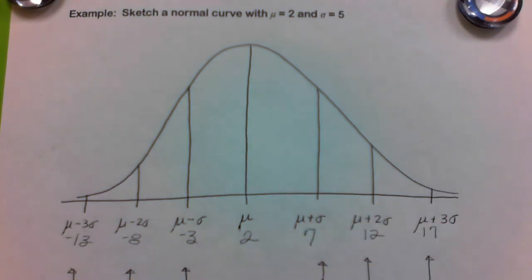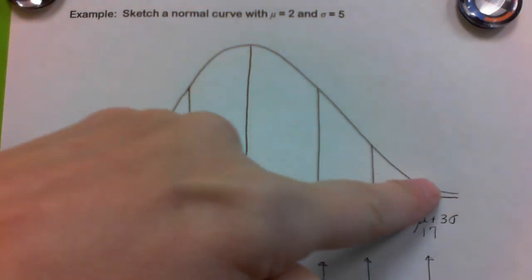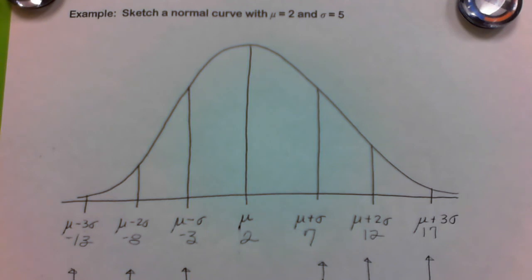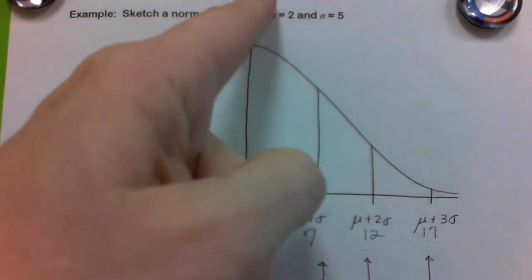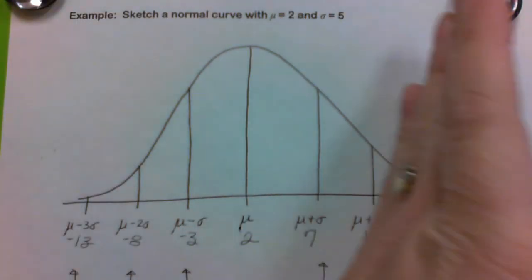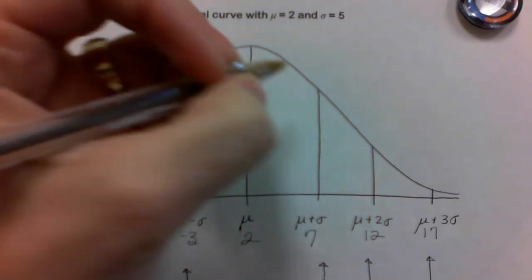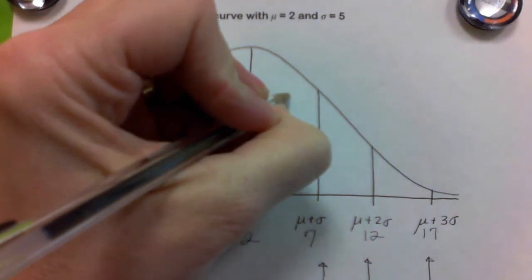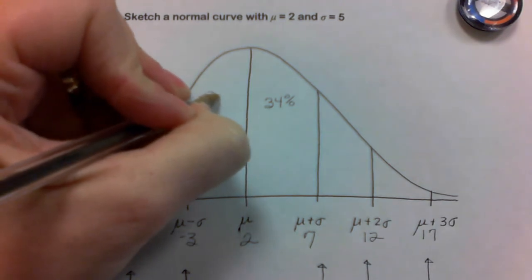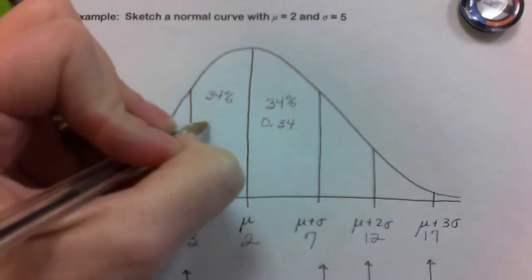Now, the area under the curve, all of this represents 100% of the data. And for a normal curve, mu is what cuts it in half, so that means 50% of the data lies to the left, 50% lies to the right. Then what we also see in that picture in the book is that between mu and 1 standard deviation, 34% of your data falls here, and this is symmetrical, so it's the same on both sides, or in decimal form, that would be 0.34.